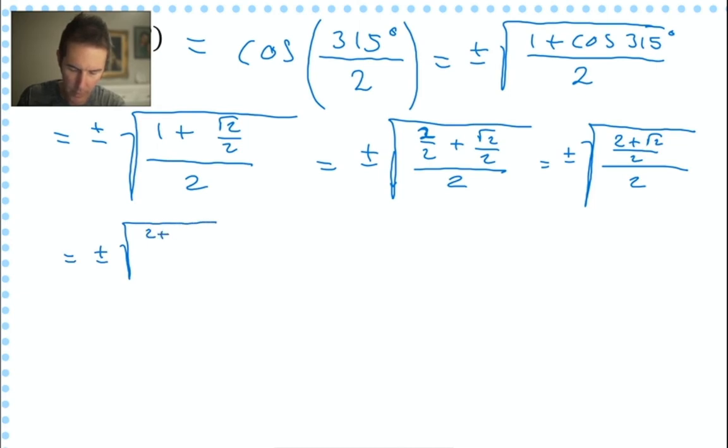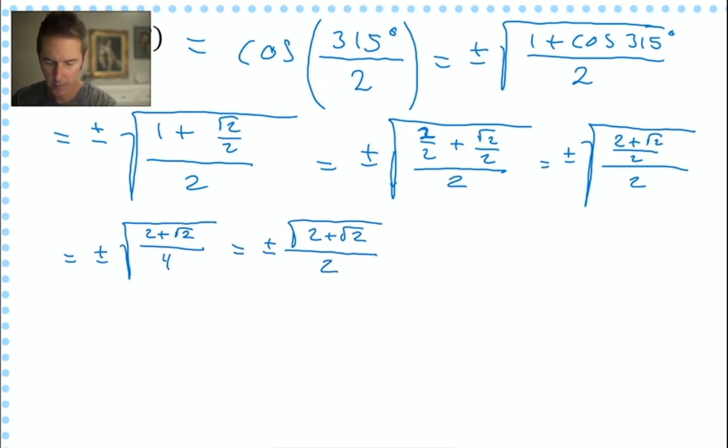In the numerator, we've got 2 plus root 2, and we're dividing by 4 now. And you've been reminded that the square root of a fraction is the same thing as square rooting the numerator, which is the square root of 2 plus root 2, over the square root of the denominator, and the square root of 4 is equal to 2. Now, that's not our final answer because we need to make a decision about the plus or minus sign.